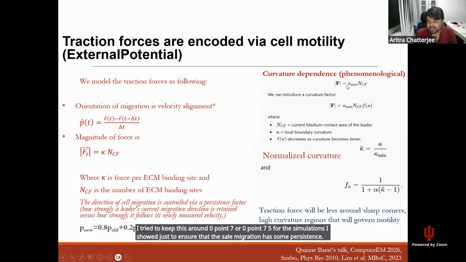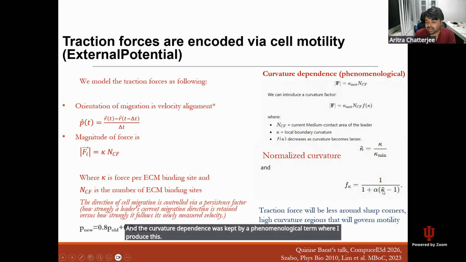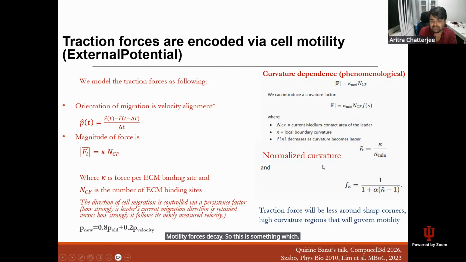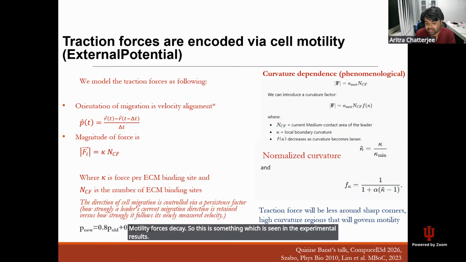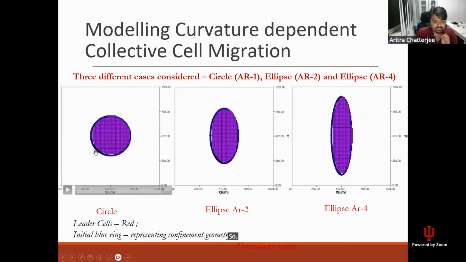And the curvature dependence was kept by a phenomenological term, where I introduced this function f(kappa), where kappa is a normalized curvature, and if this is large, then the motility forces decay. This is something which is seen in the experimental results. It's like a phenomenological law that can hopefully capture it. So this is what I did.